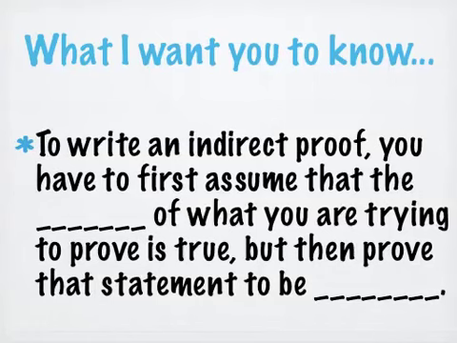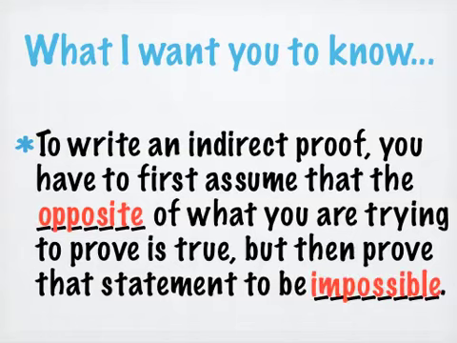What I want you to know about indirect proofs is that to write an indirect proof, you have to first assume that the opposite of what you are trying to prove is true, but then prove that statement, so prove the opposite, to be impossible.